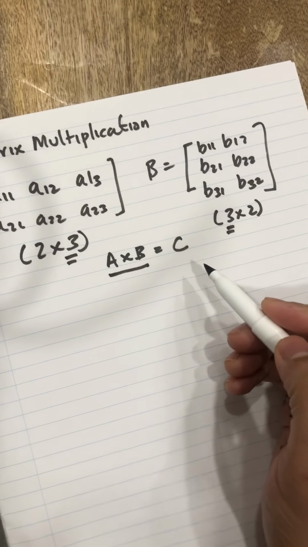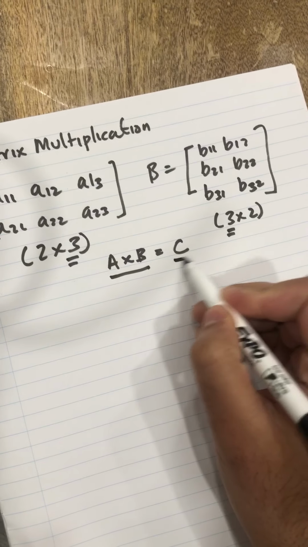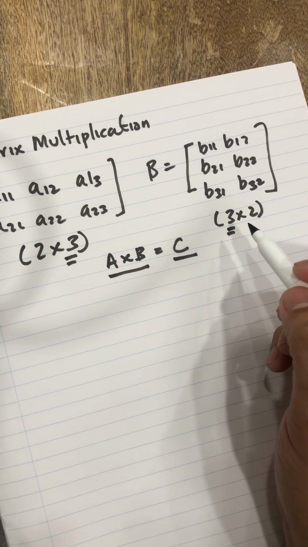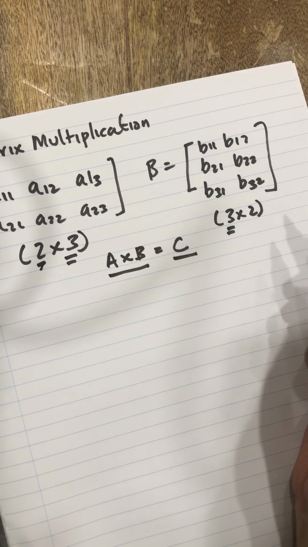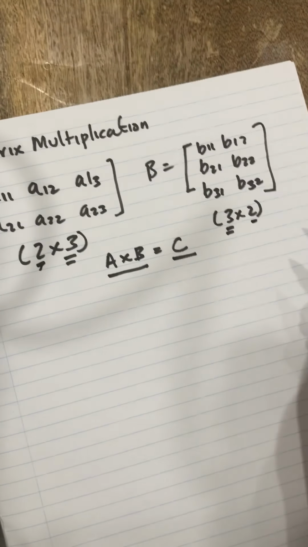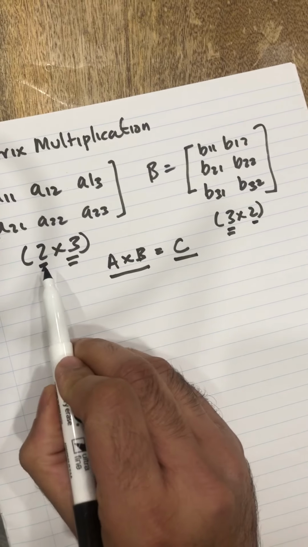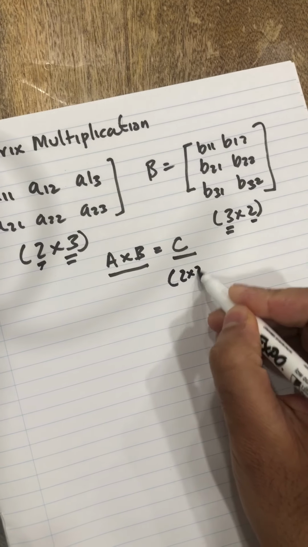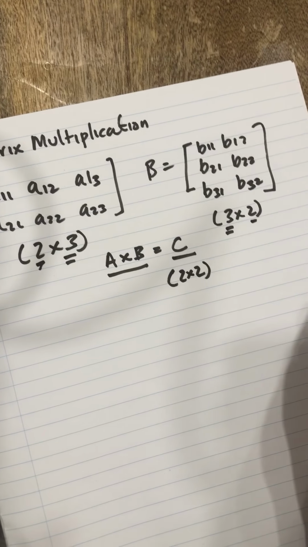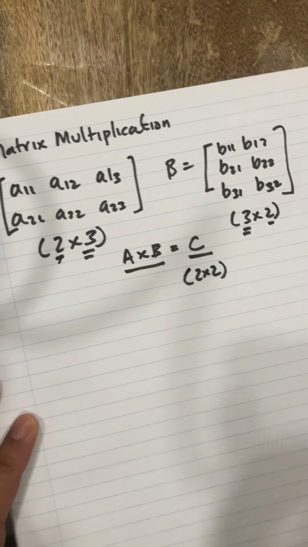And then after you multiply that, the resulting matrix C will have a dimension which is equal to the number of rows of the first matrix and the number of columns in the second matrix. Okay, so essentially this matrix C will be something which is 2 by 2. Okay, so how does matrix multiplication work?